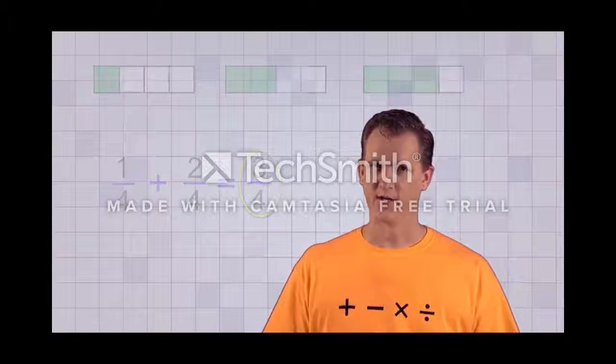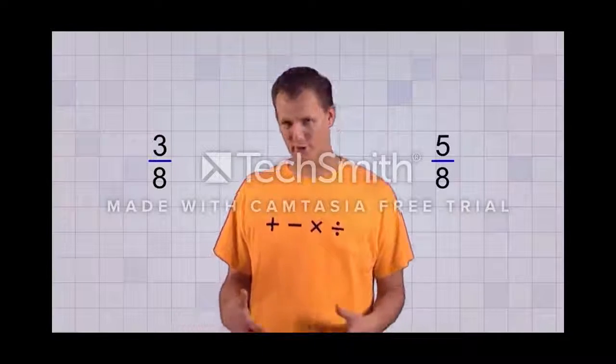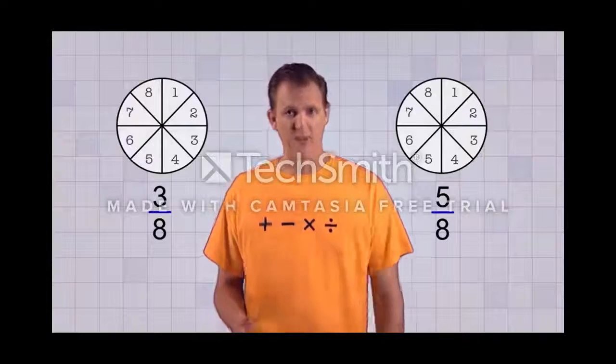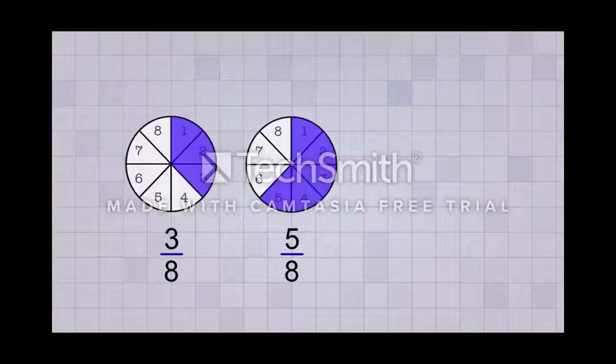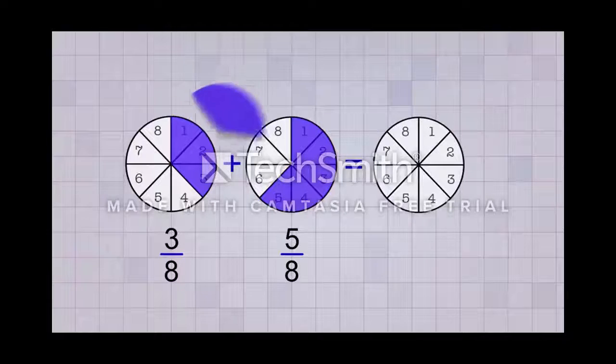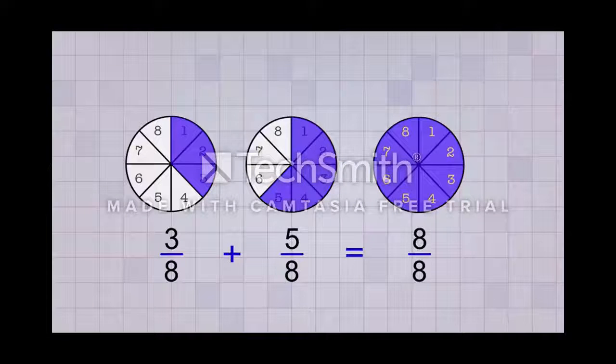Let's try another one. Let's add 3/8 to 5/8. Now we can use any shape we want, so I'm going to use a circle this time. So we have 3 out of 8 here and 5 out of 8 here. Just like our last problem, we can add these by combining the parts. So let's put these 3 over here with these 5. And well, what do you know? That fills up all 8 sections. So 3/8 plus 5/8 equals 8/8, or 1 whole circle.